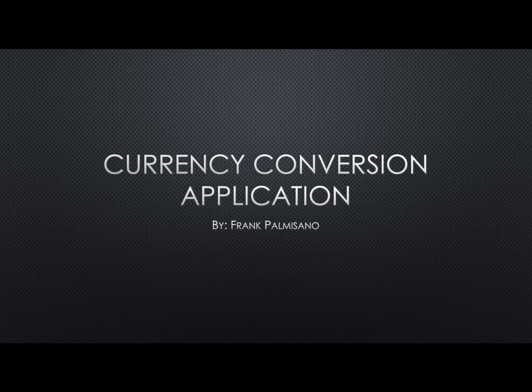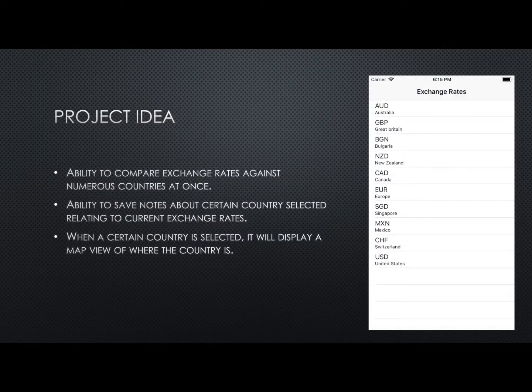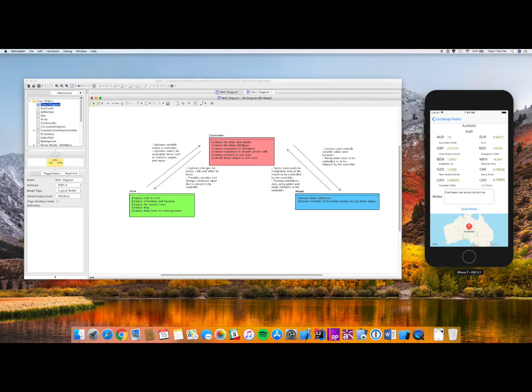My application is a currency conversion application. For my project, it will have the ability to compare exchange rates against numerous countries at once. Also, it will have the ability to save notes about certain countries selected relating to current exchange rates. In addition to this, the application, when a certain country is selected, will display a map view of where the country is.